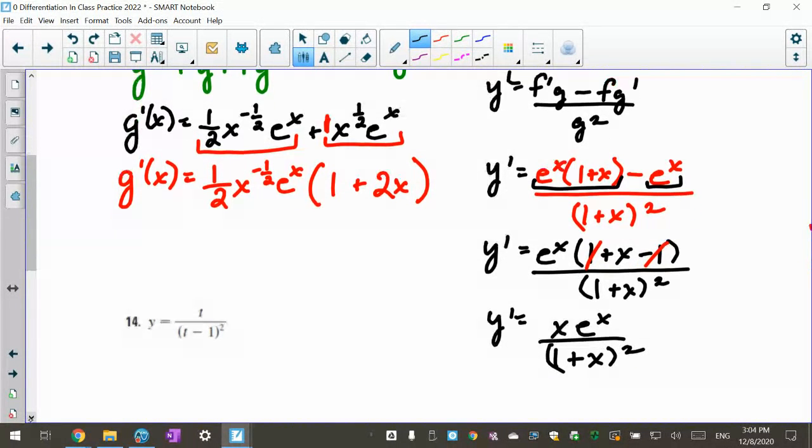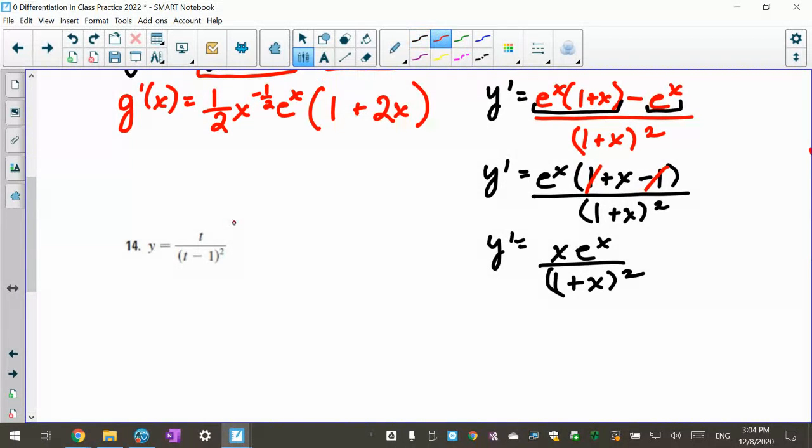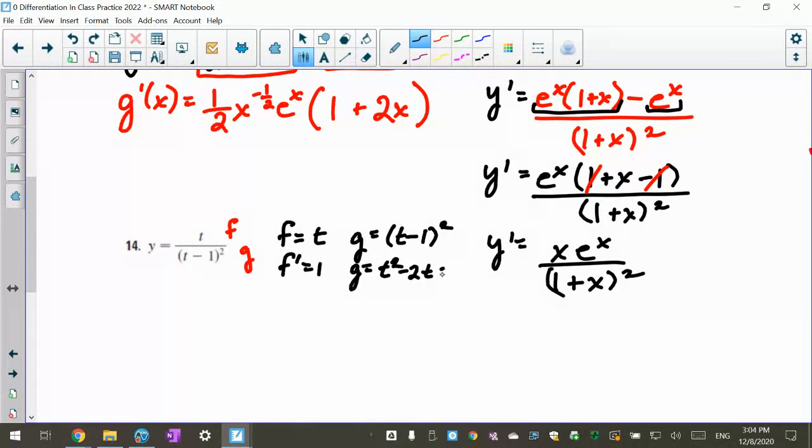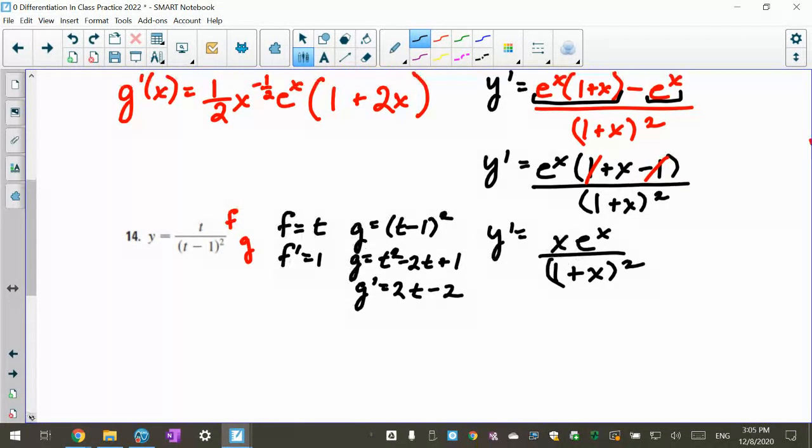And the last one here to do is 14. So here's my f, here's my g. Okay, so we're going to set up our f and g's here. So I have f is going to be t, f prime is 1. G, I'm actually going to write as t minus 1 squared, okay? But I am going to write g again and actually multiply that out, which is t squared minus 2t plus 1, because now I can do g prime as 2t minus 2. So sometimes you have to do that. I wrote it like it is, and then I multiplied it out so I could do the power rule.